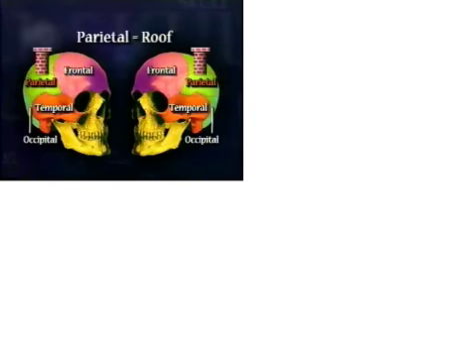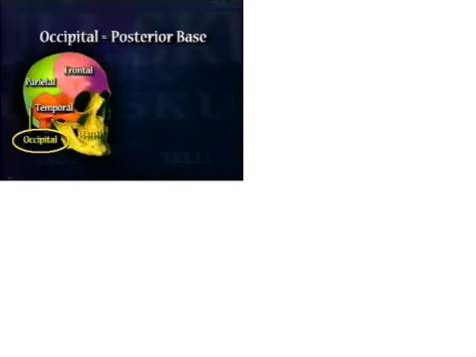The paired parietal bones form the upper sides, or simply put, the roof of your cranium. The occipital bone forms the posterior base of the skull, at the back of your head. And let's not forget the paired temporal bones.